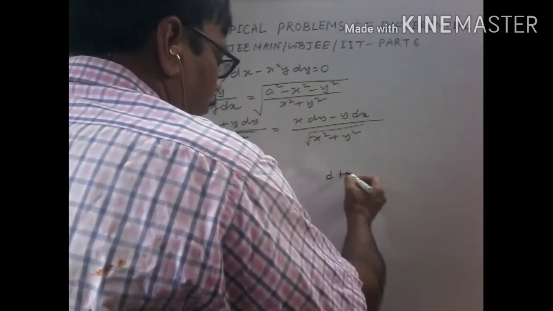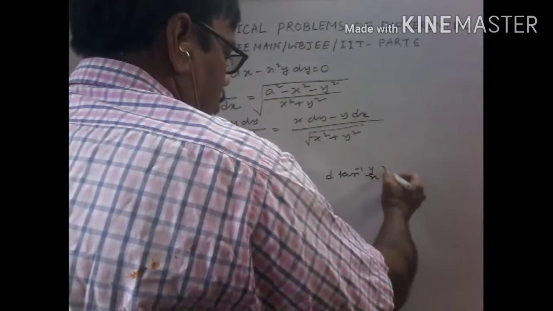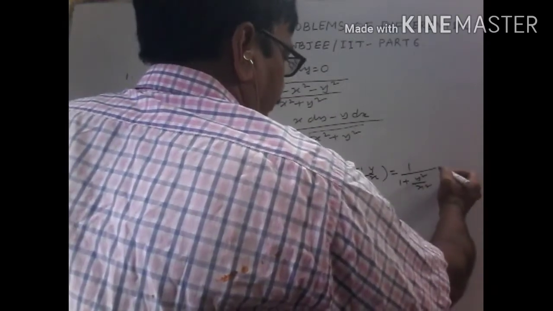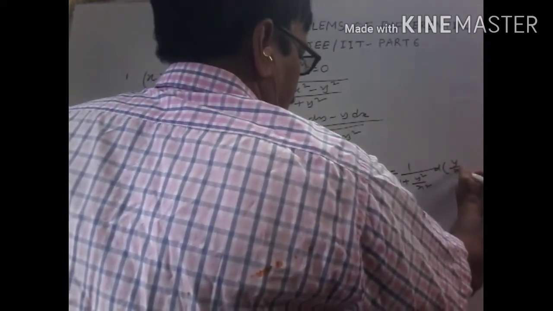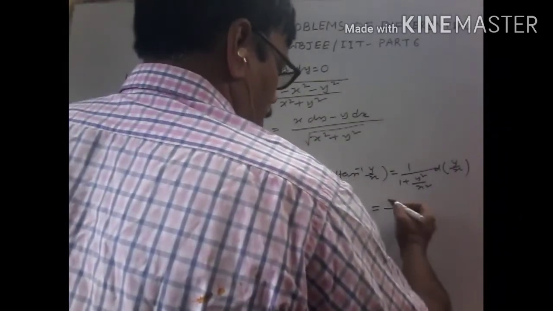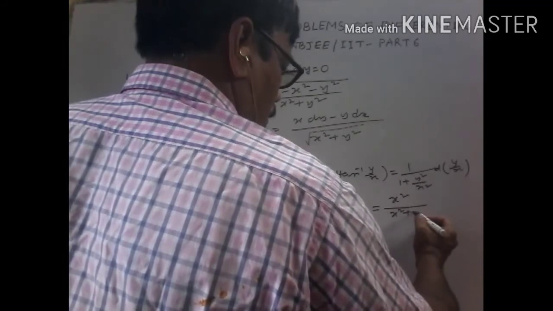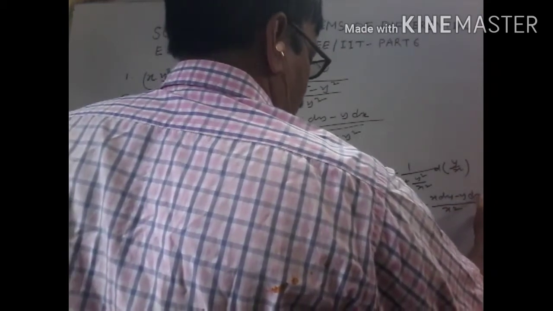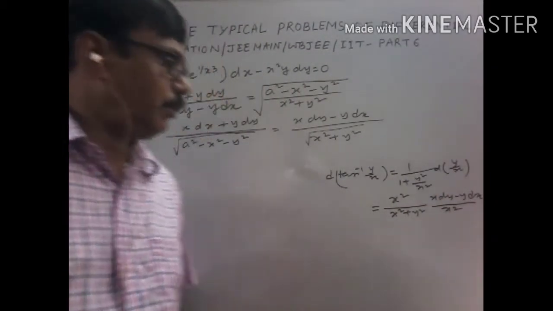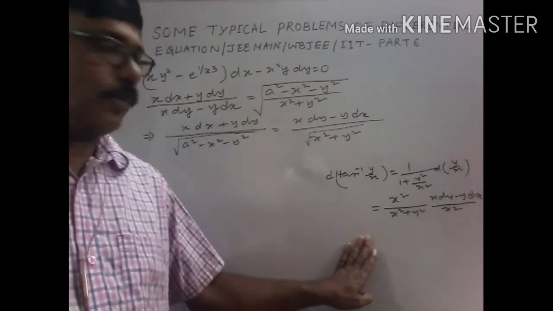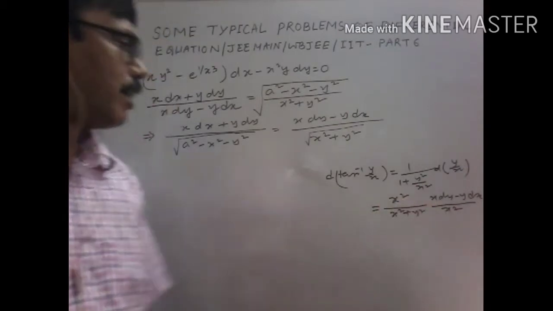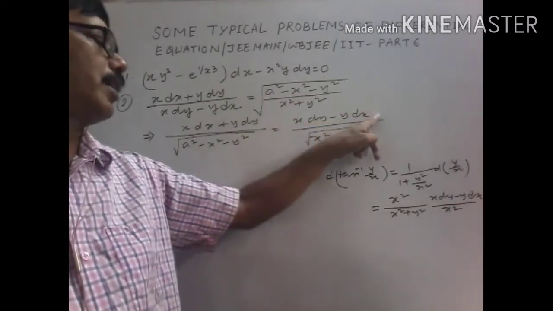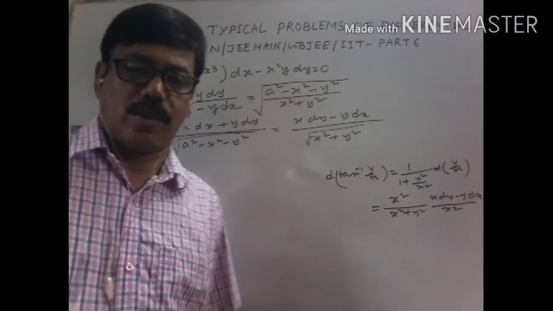Now try to recall d of tan inverse y by x. This is 1 by (y² plus x²) times d of y by x. If we simplify it, x² by x² plus y², this is x² times (x dy minus y dx). So this x² cancels, and we get d of tan inverse y by x equals (x dy minus y dx) by (x² plus y²).